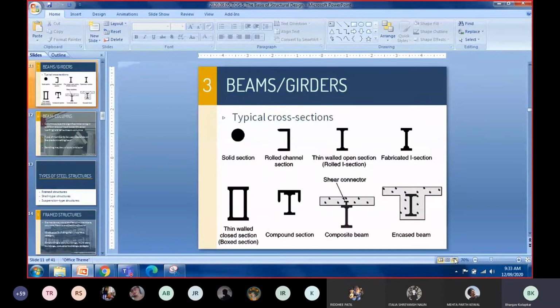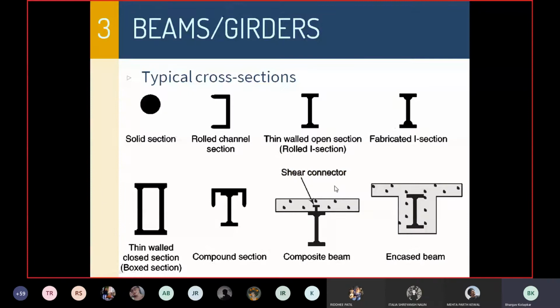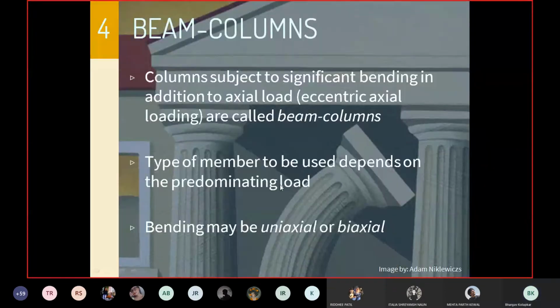So these are the typical cross sections that are used as beams. Mostly in normal buildings, we have rolled sections, and if it is a heavily loaded structure, for example bridges, then we have composite members, which are constructed of either a built-up plate section, or a combination of an I section, channel section, and so on. The next type is what are called beam columns.